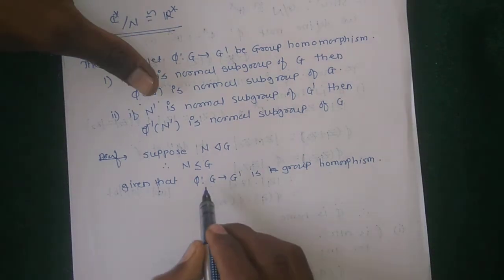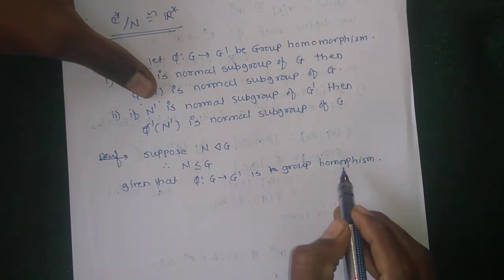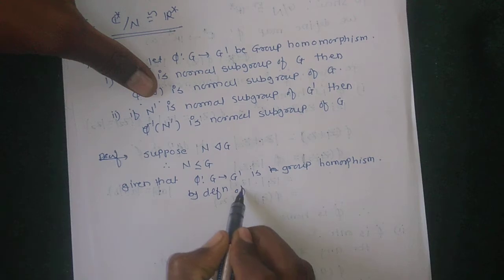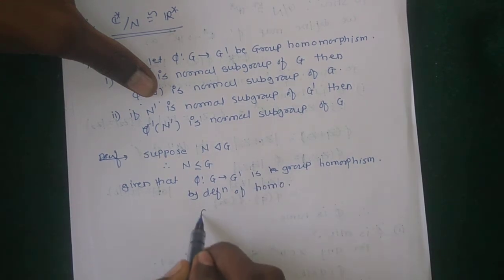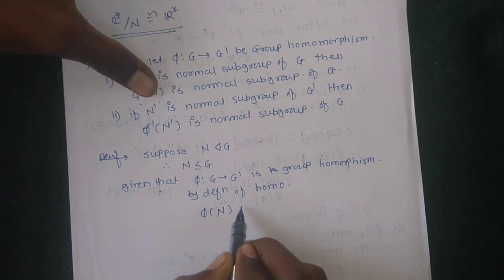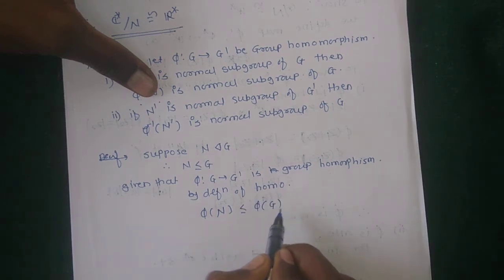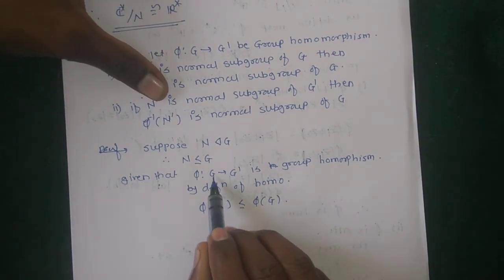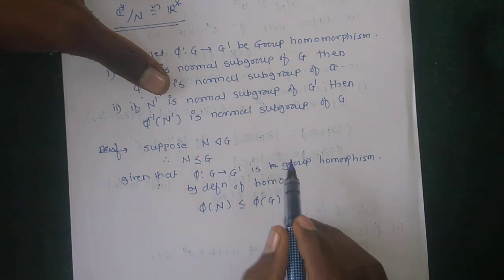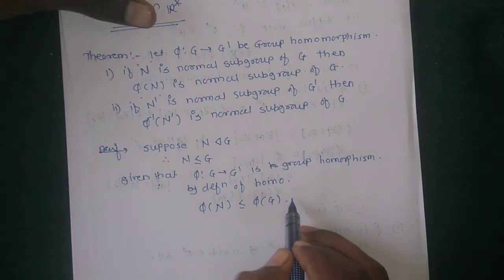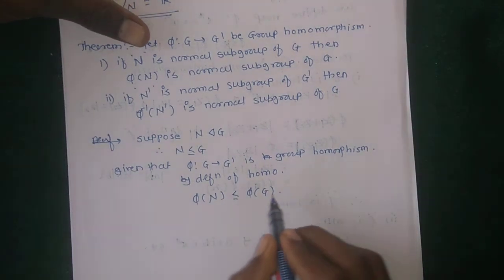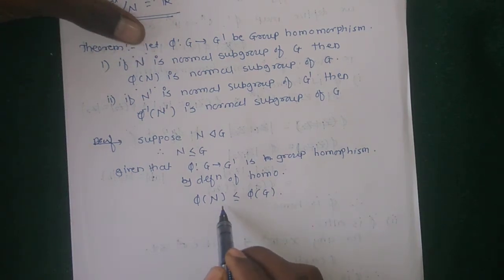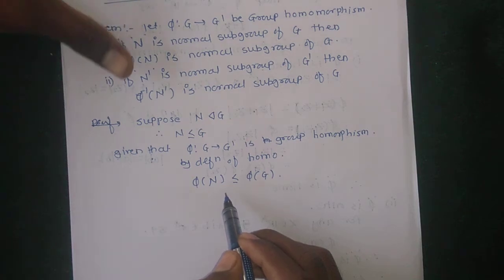Since phi from G to G dash is a group homomorphism, by the property of homomorphism, phi of N must be a subgroup of phi of G. By the theorem or definition of homomorphism, if N is a subgroup, then its image is a subgroup. This theorem was also seen in the previous lecture. So phi of N is a subgroup, which means one condition for normality is proved.